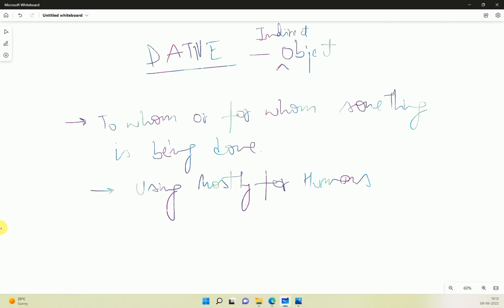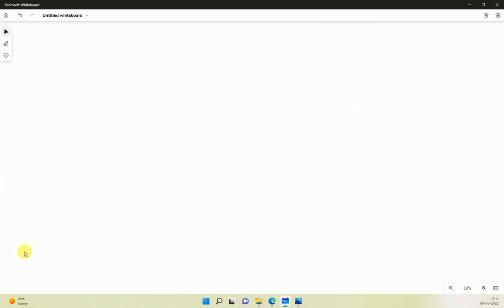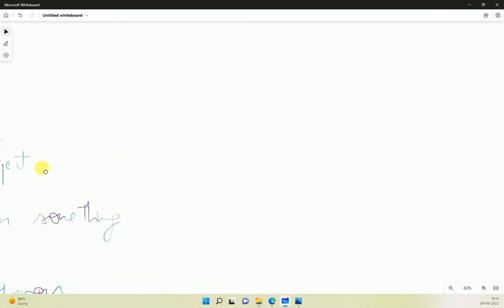So used mostly for humans, and it is because it is to whom. Na? So to whom becomes wem, W-E-M. So it is Wem-Fall. This dative case is also known as Wem-Fall. We will go with some examples a little later. And of course, indirect object, nominative.